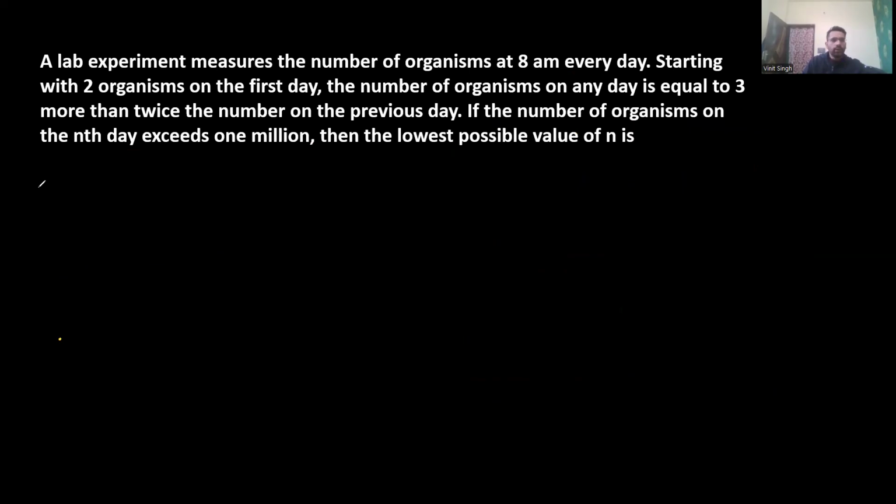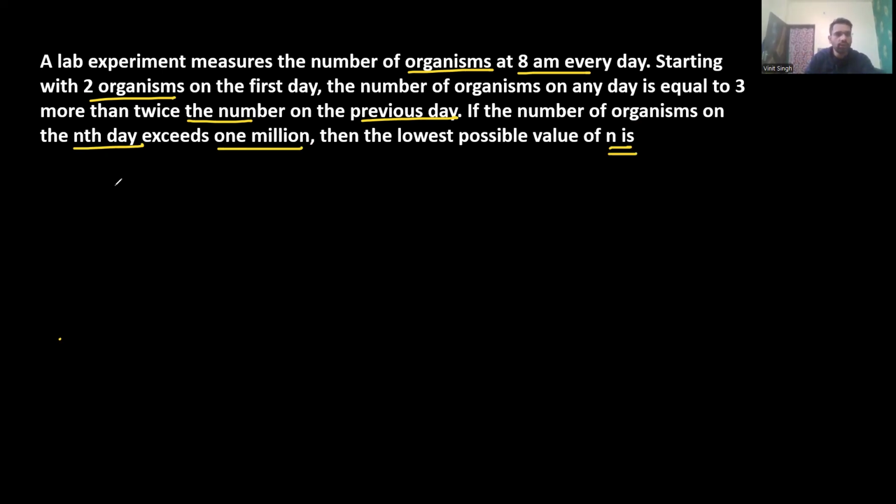A lab experiment measured the number of organisms at 8 a.m. every day, starting with 2 organisms on the first day, and the number of organisms on any day is equal to 3 more than twice the number on the previous day. If the number of organisms on the nth day exceeds 1 million, then the lowest possible value of n is?